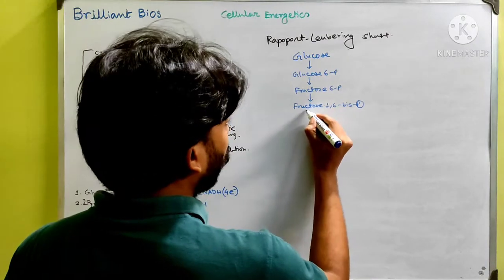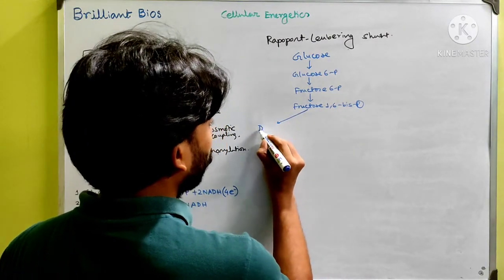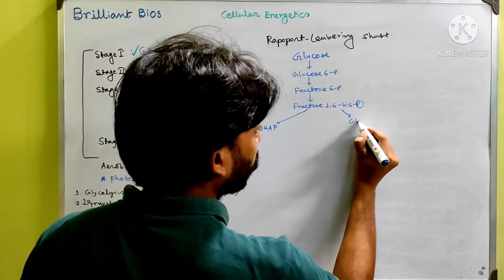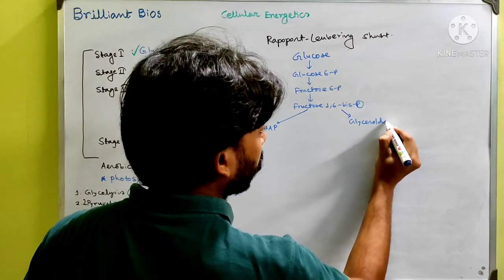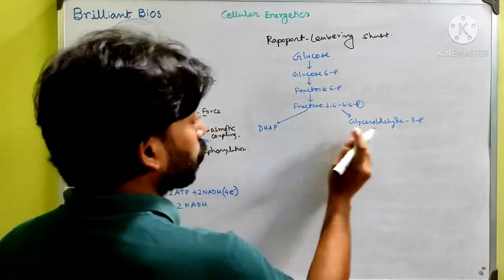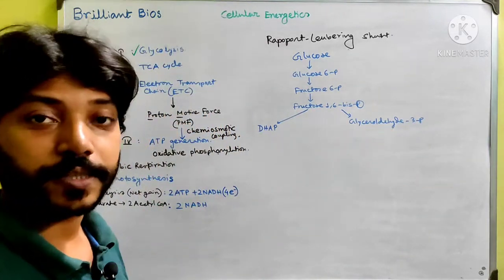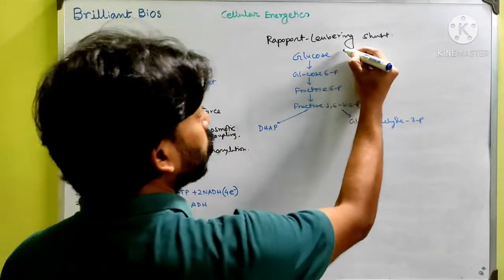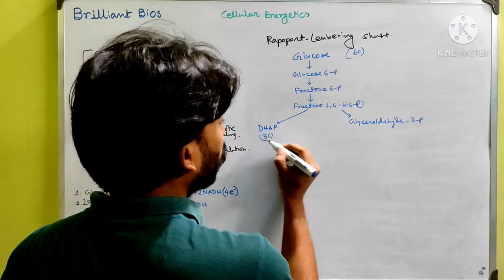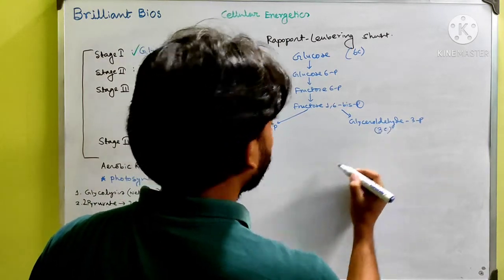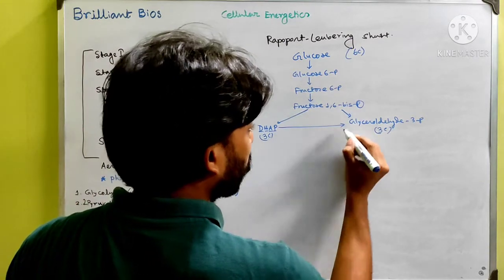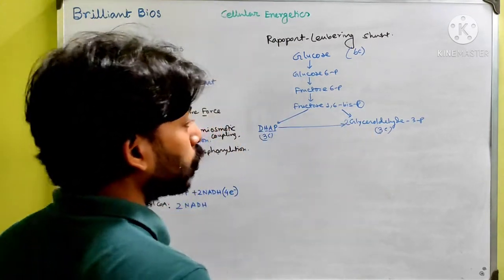So the fructose 1,6-bisphosphate gets split and becomes DHAP and glyceraldehyde 3-phosphate. That means these are triose molecules, containing 3 carbons, because we know that glucose has 6 carbons. So this is a 3 carbon molecule and this is another 3 carbon molecule. Now this dihydroxyacetone phosphate can be converted into glyceraldehyde 3-phosphate, making 2 glyceraldehyde 3-phosphate.